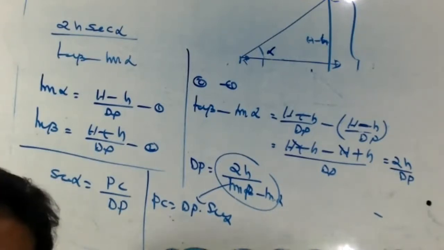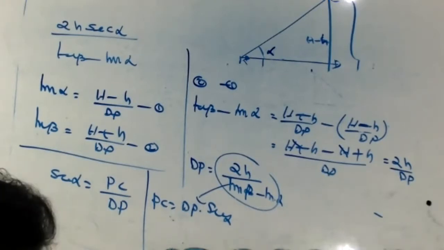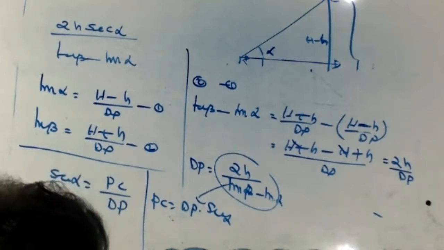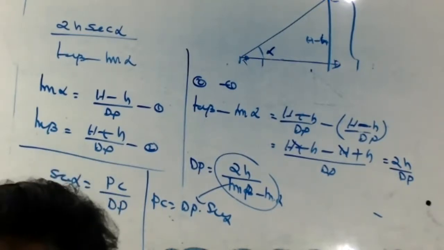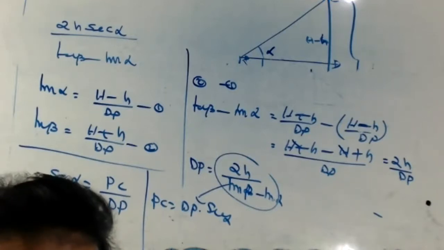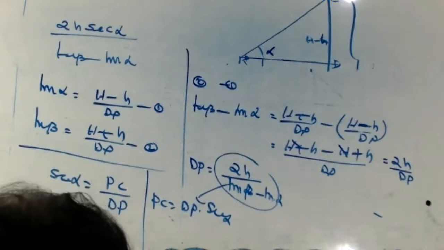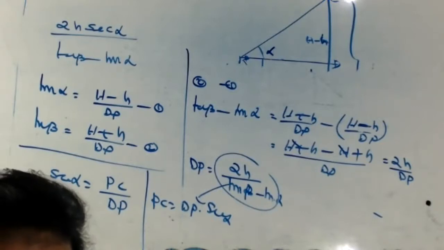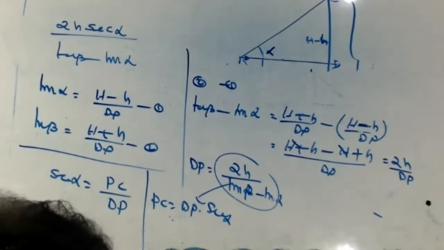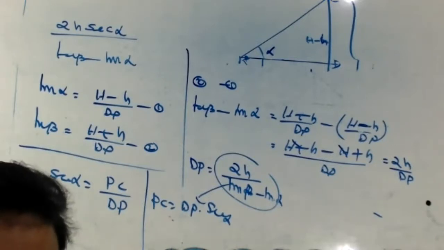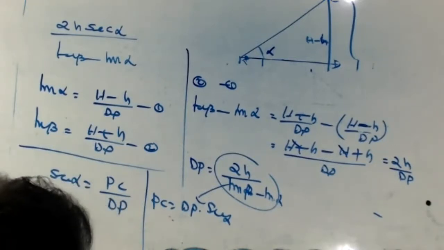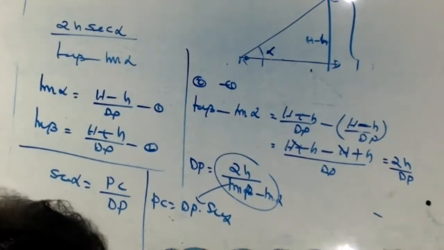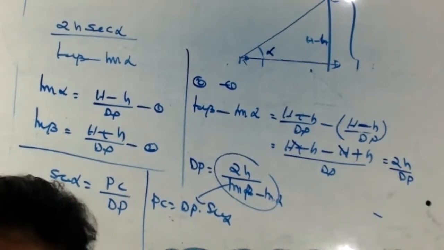Okay, so next question, finished all, right? Next question, a star question. A man standing on the deck of a ship which is 10 meters above water level.